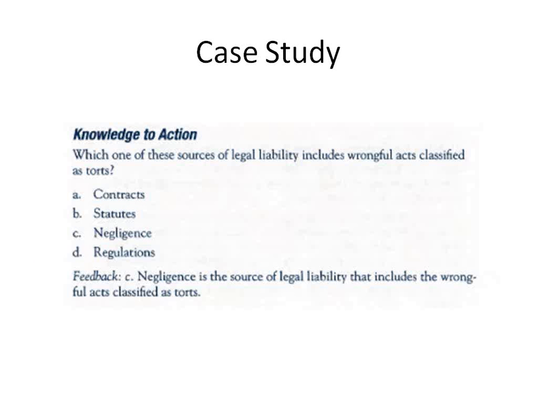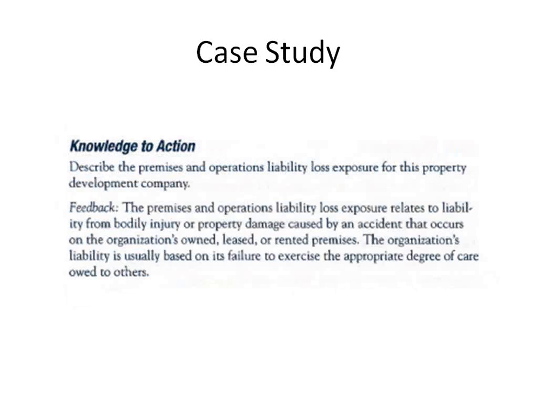So obviously the answer is the bottom, but we just want to go through why these are the answers. Which one of these sources of legal liability includes wrongful acts classified as torts? We talked about the other ones being categories, if you remember. The categories we had are statutes, and we know statutes and regulations are kind of the same thing. It's not a contract, so it's really negligence in this case. Negligence is a wrongful act that you can do a tort. So again, that's the type of question you have there.